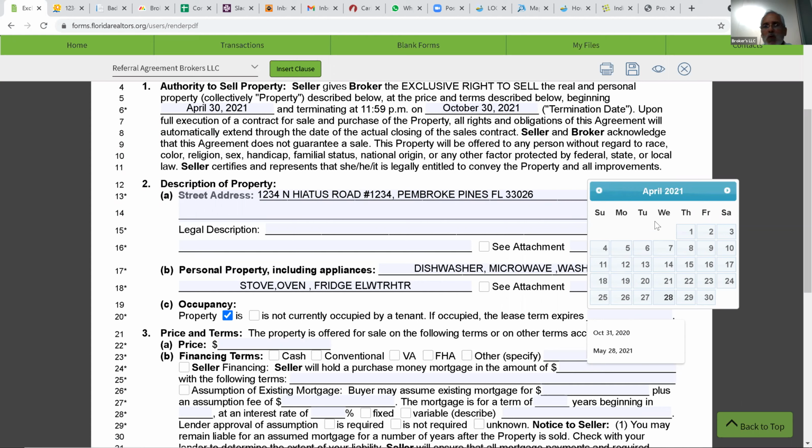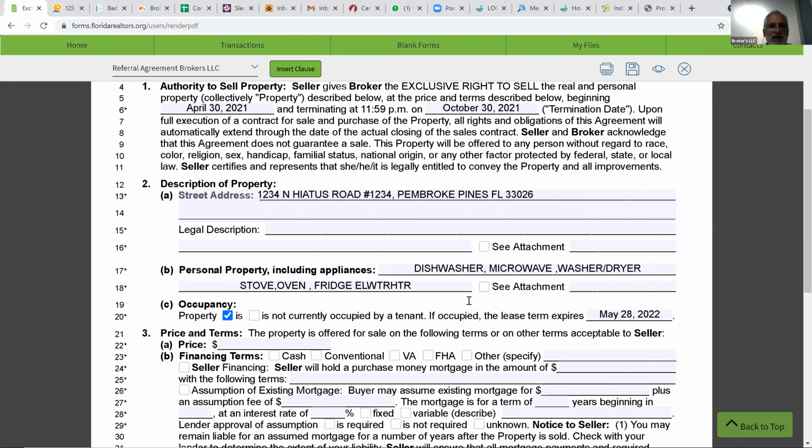Just put when the lease will expire. Let's put it expires on May 2022, assuming that the lease will expire on that date.